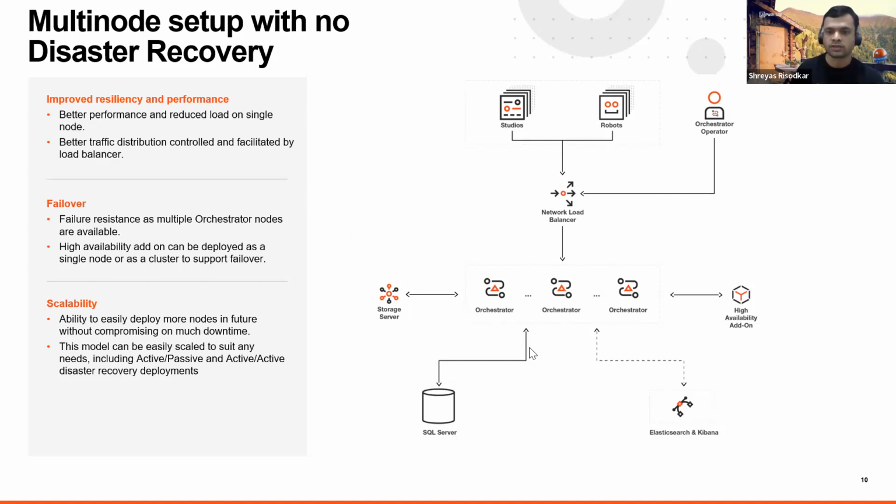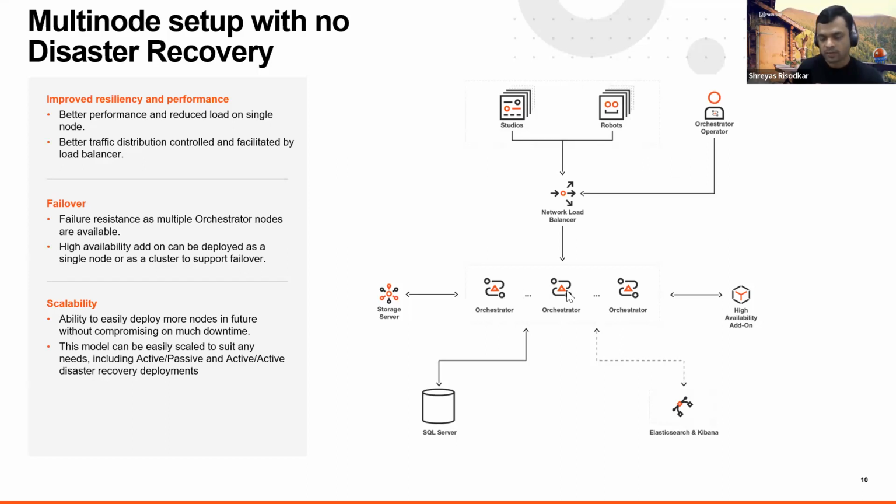It's a standalone orchestrator. It's not part of the automation suite. It's a standalone component. This is how the architecture is. We've created a network load balancer. This is the Azure load balancer which we are using, and behind it we have two orchestrator nodes. Two orchestrator nodes means two different orchestrator Windows web servers.